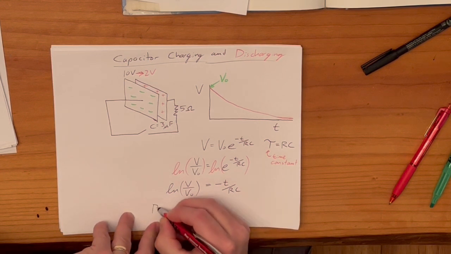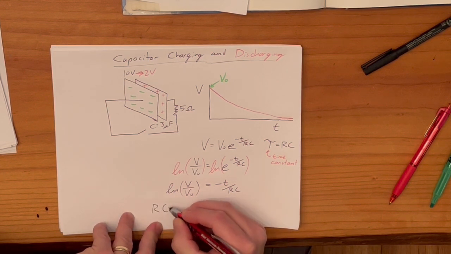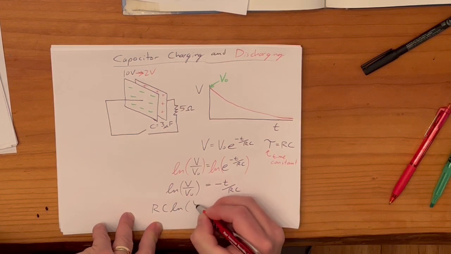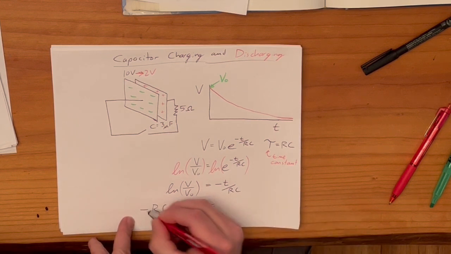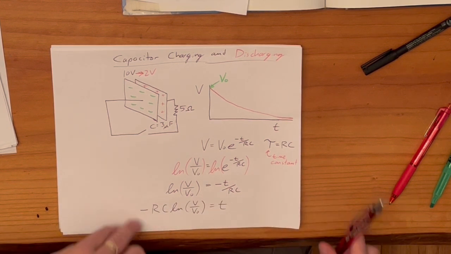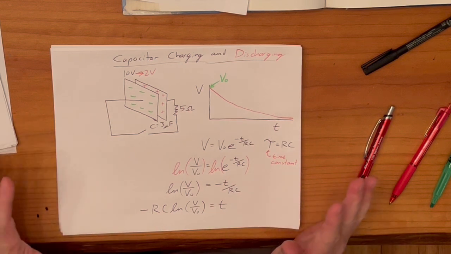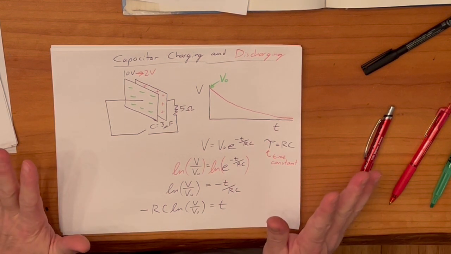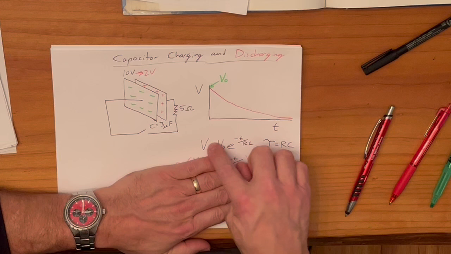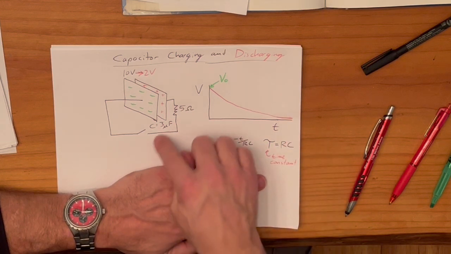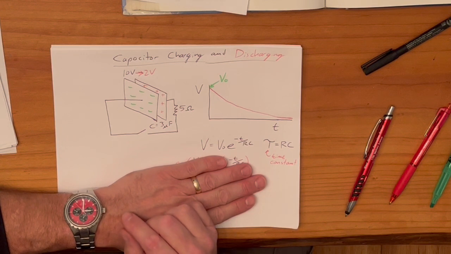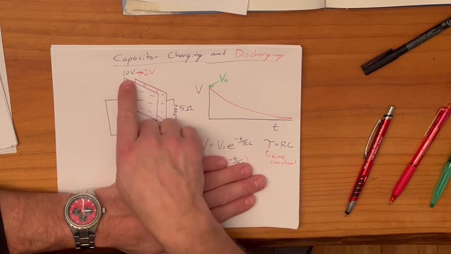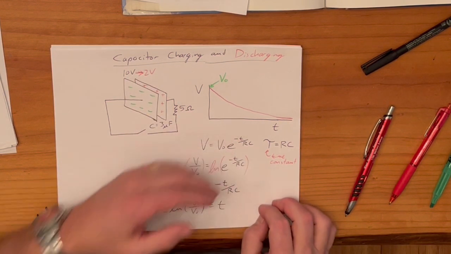So I'm going to bring that RC over. I'll put it in front of the ln so it's obvious that it's not being ln'd. And then this is going to be negative t. We want t, so we'll make this negative, and that's equal to t. So go ahead, if you're watching the video, pause it here. Try to solve this formula for t, and then using these variables, try to find out how long it's going to take us to discharge from 10 volts to 2 volts.